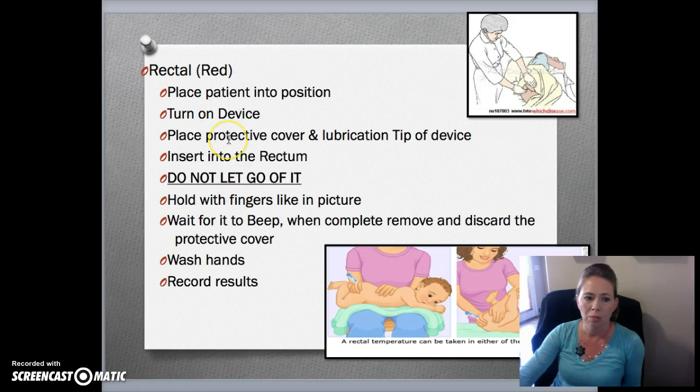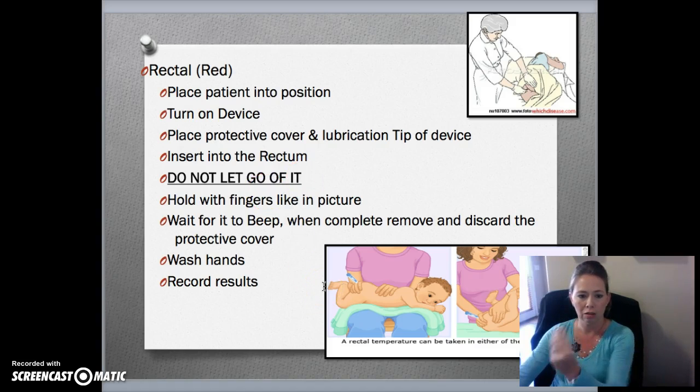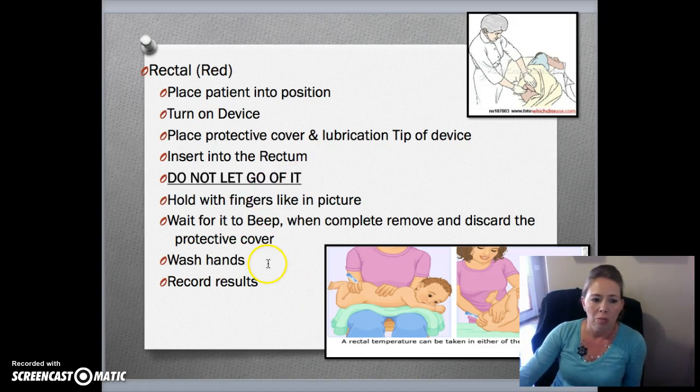Turn on device, place protective cover and lubrication on the tip of the device. Insert into the rectum. Please never, ever, ever let go of your thermometer because your sphincter will pull that in. Hold like this in the picture with your two fingers. Wait for it to beep, wash hands, record results.